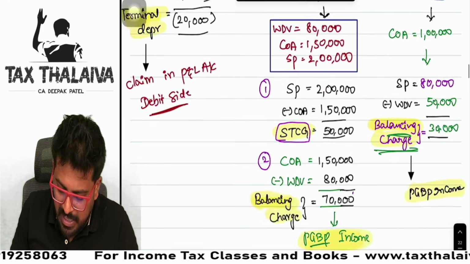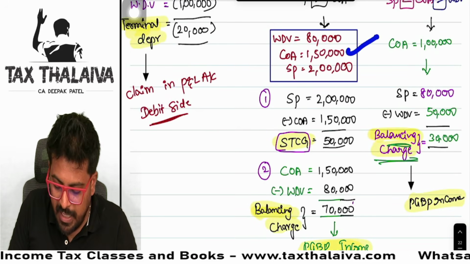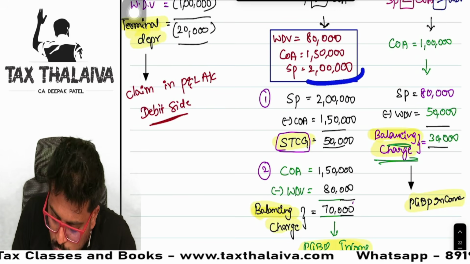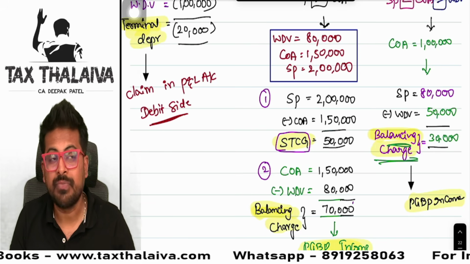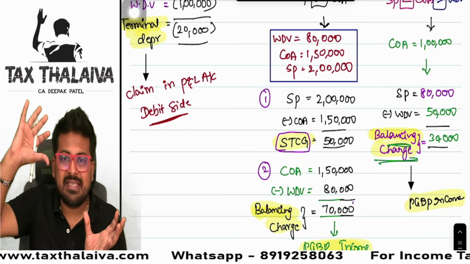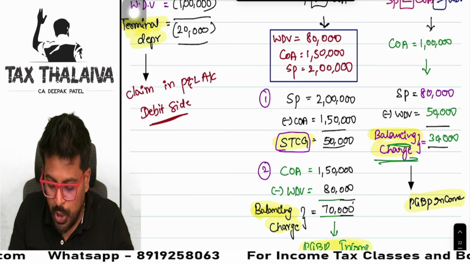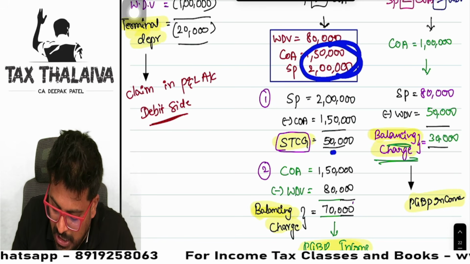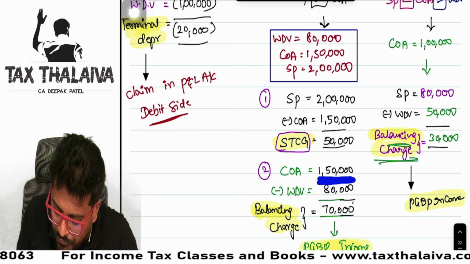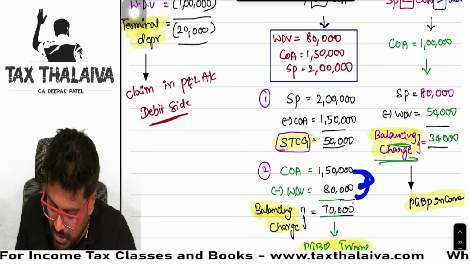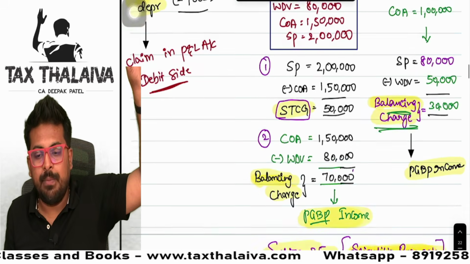We'll take one example. Let's say the WDV of the asset is 80,000, the cost of acquisition is 1,50,000 and the selling price is 2 lakhs. Now you see here, you sold for 2 lakhs, which is more than the cost of acquisition. Then you should get a capital gain, because the cost of the asset is less than the sale price. 2 lakhs minus 1,50,000, of course you will get 50,000 as short-term capital gain, but you have to see cost of acquisition minus WDV. To this extent, the 70,000 profit you got will be called balancing charge and it will go to PGBP income.